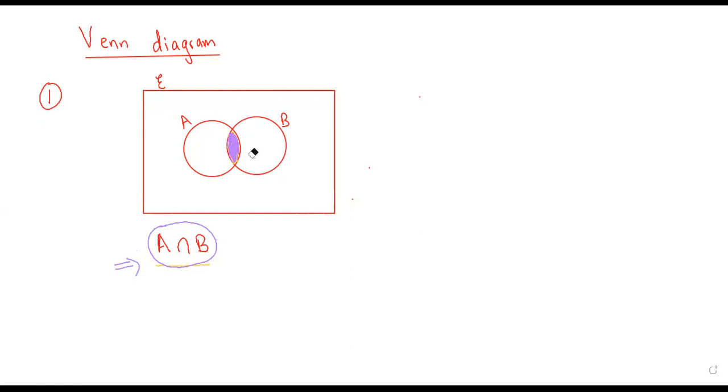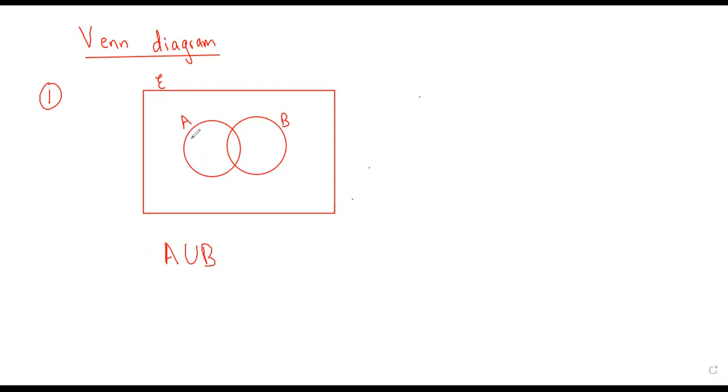Acha, let's talk about another basic example. Let's say the question is about A union B. Now A union B means what? A union B का मतलब होता है A और B दोनों. ठीक है, A और B दोनों होते हैं A union B में आपके पास.